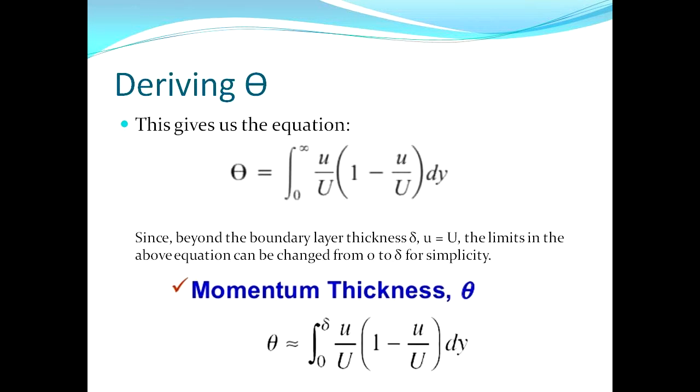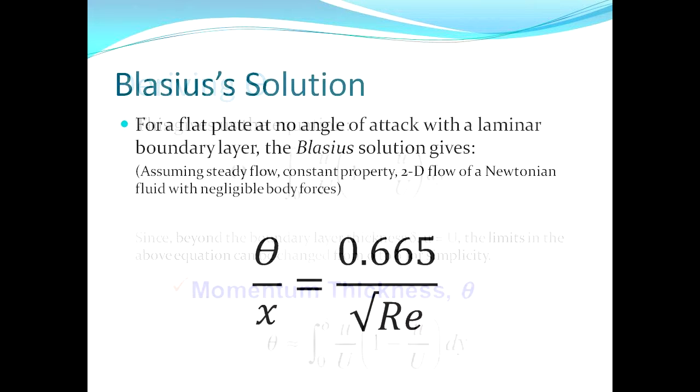However, beyond delta, the free stream velocity is equal to the boundary layer velocity, and thus the equation for momentum thickness can be written as shown. As engineers, we like to simplify, so Blasius came up with a solution that easily helped us relate the momentum thickness to the position and the dimensionless Reynolds number, which is theta over x is equal to 0.665 over the square root of the Reynolds number. That's all on momentum thickness. Thank you.